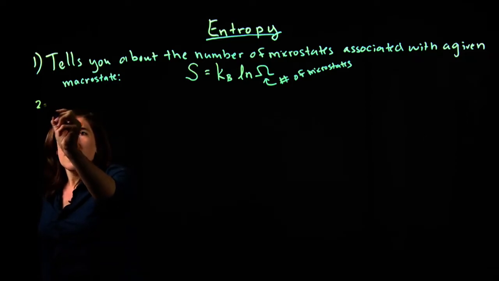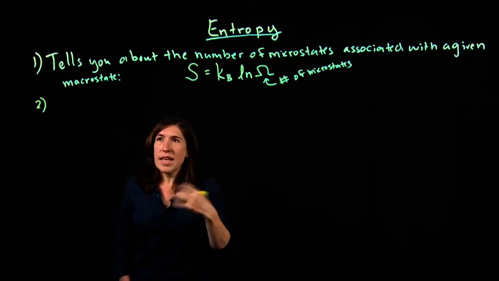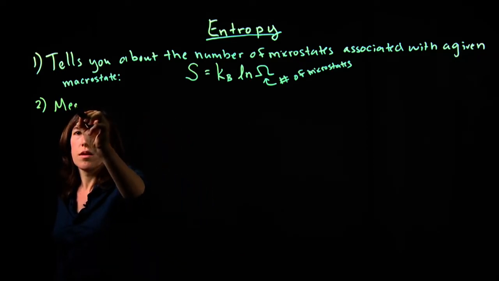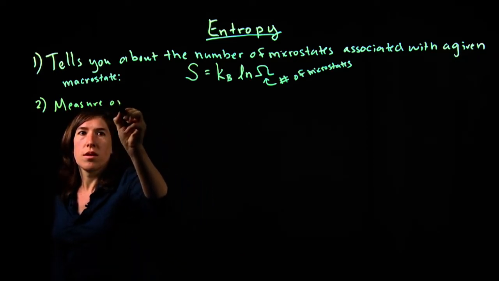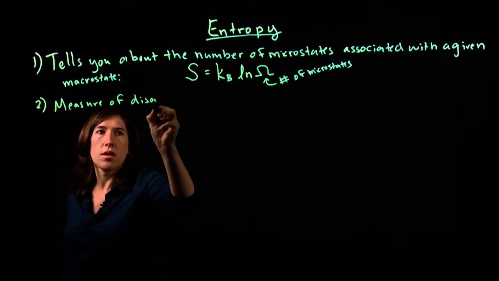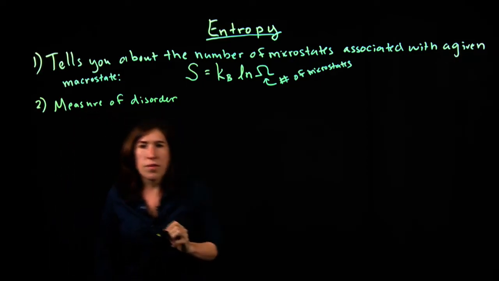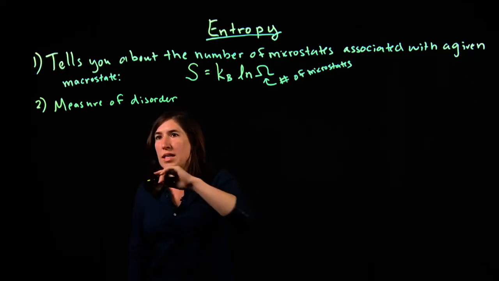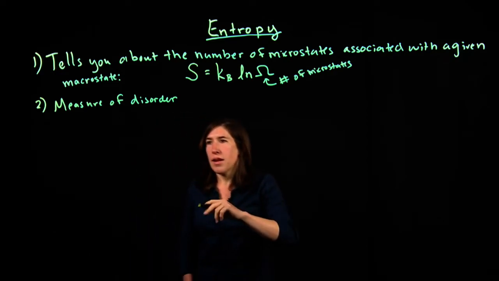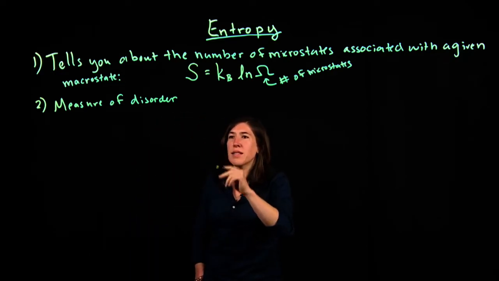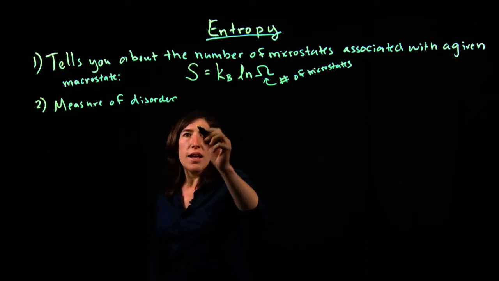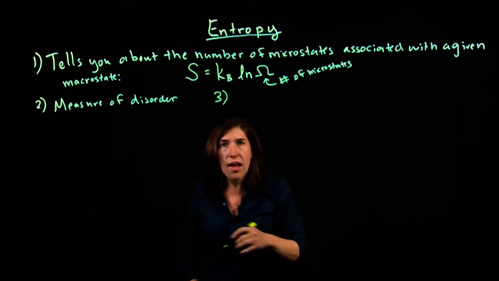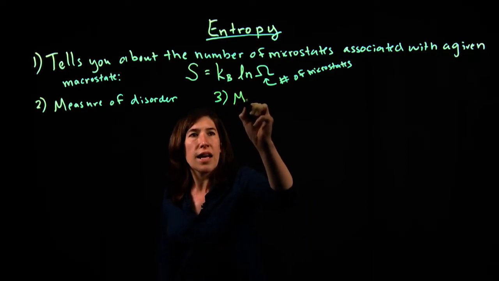So the second way is thinking about it as a measure of disorder. And maybe it's best to wait until we're about to see an example to think about what we really mean by this measure of disorder. And then the third definition, I'll write right here for space, is that it's a measure of lack of information.